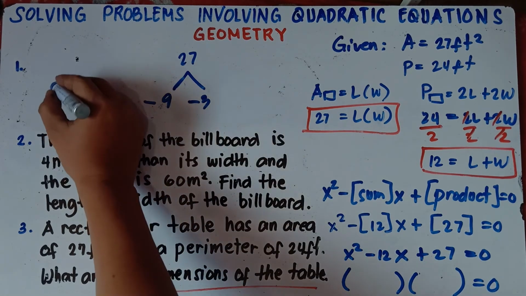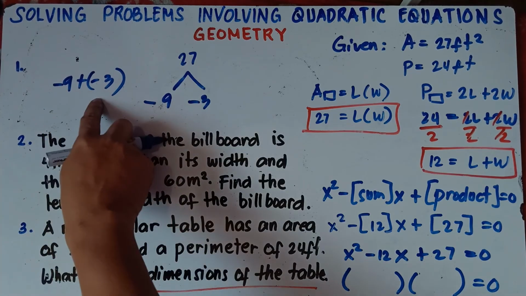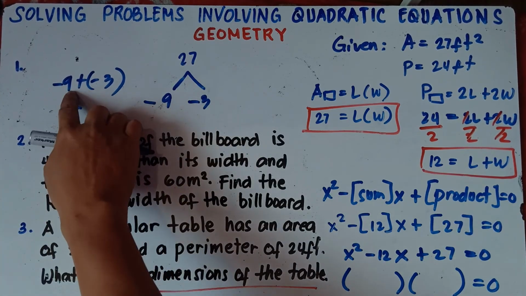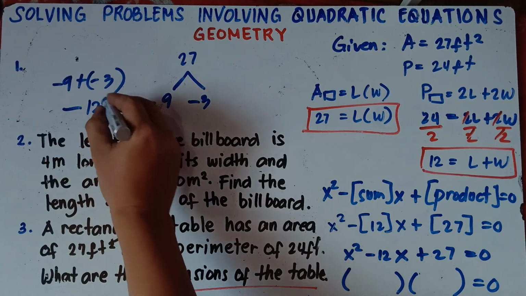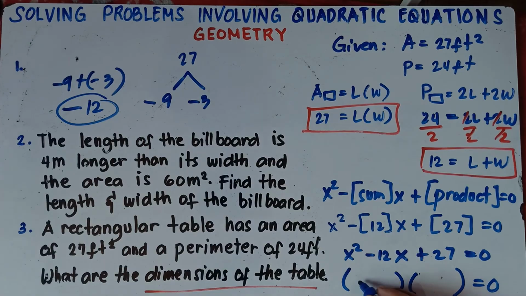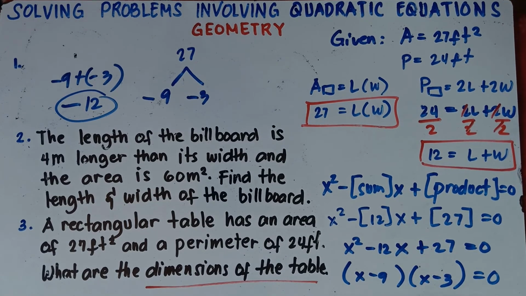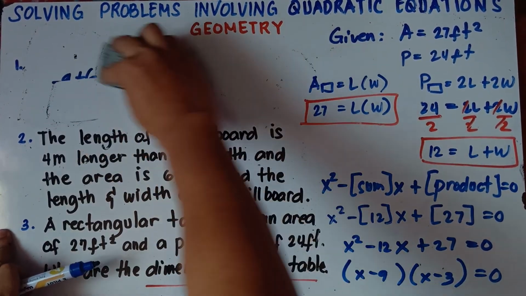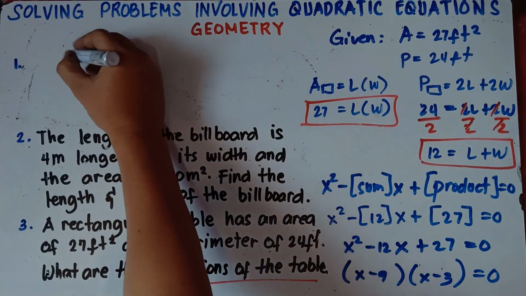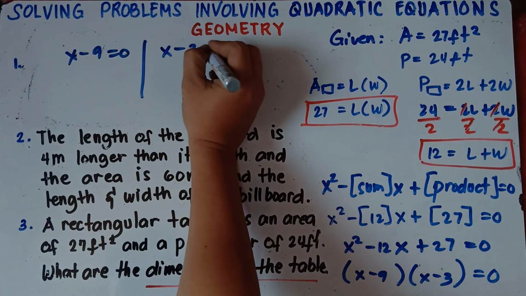Why is that, sir? Because negative 9 plus negative 3, if the signs are the same, you simply copy the sign, then add the numbers. 9 plus 3 would be 12, so you have negative 12. Therefore, the factors should be x minus 9 and x minus 3 equals 0. And to get the value of x, you equate each one to 0. So x minus 9 equals 0. The other one, x minus 3 equals 0.